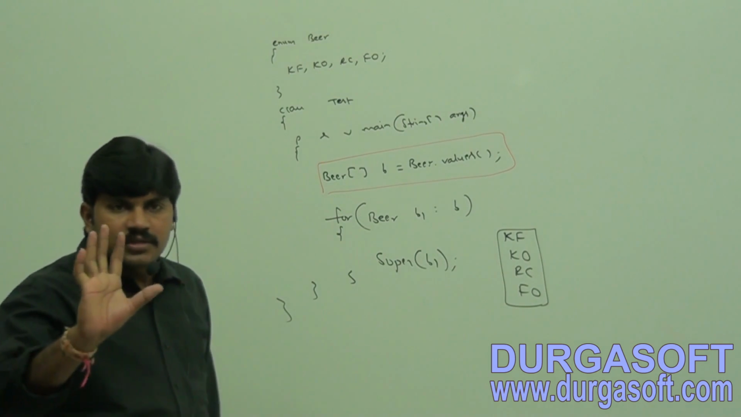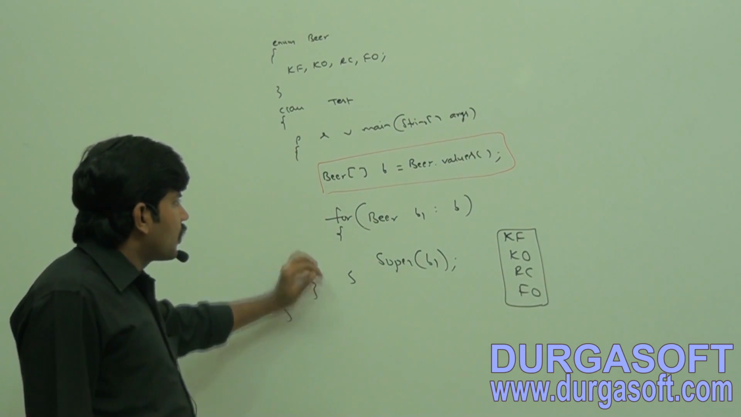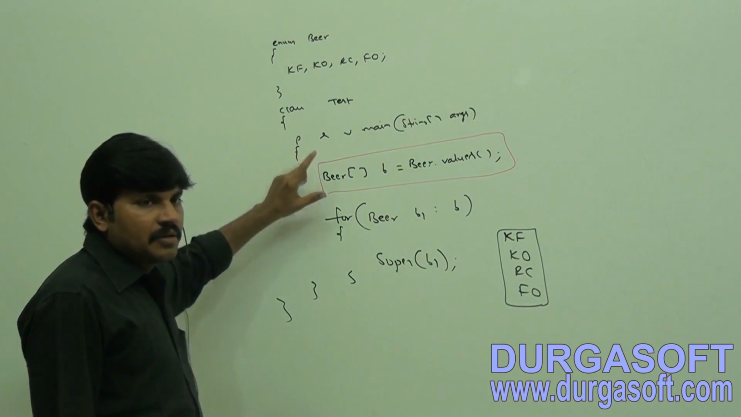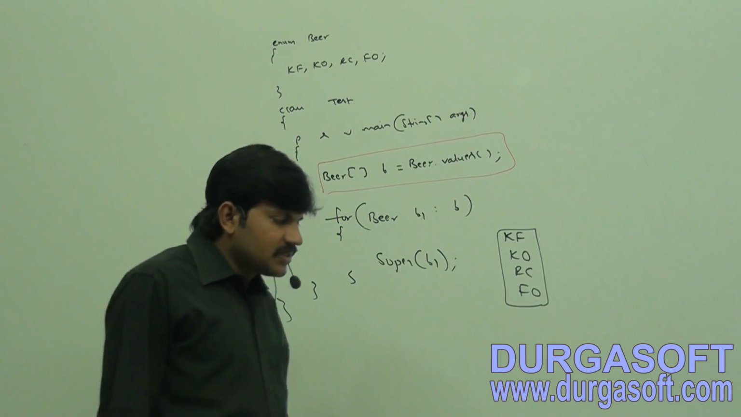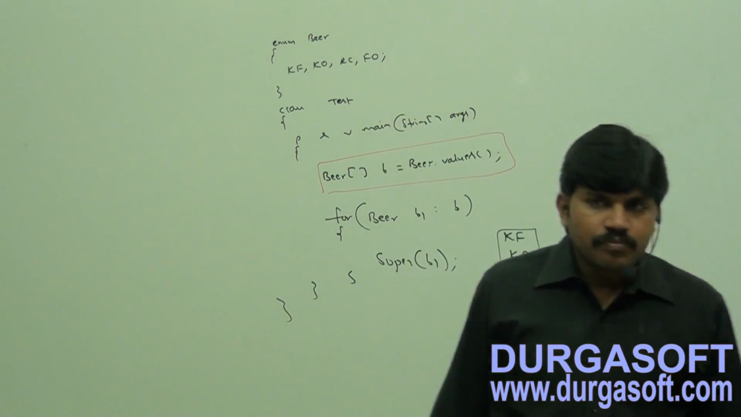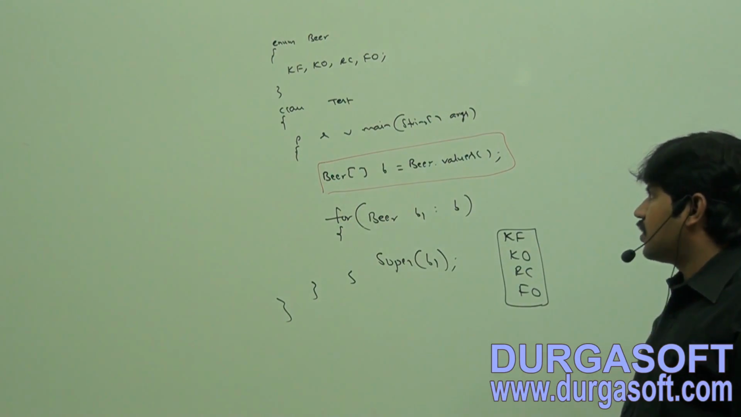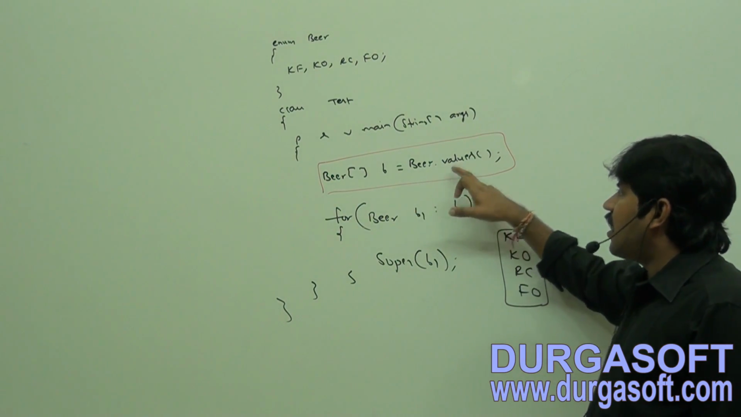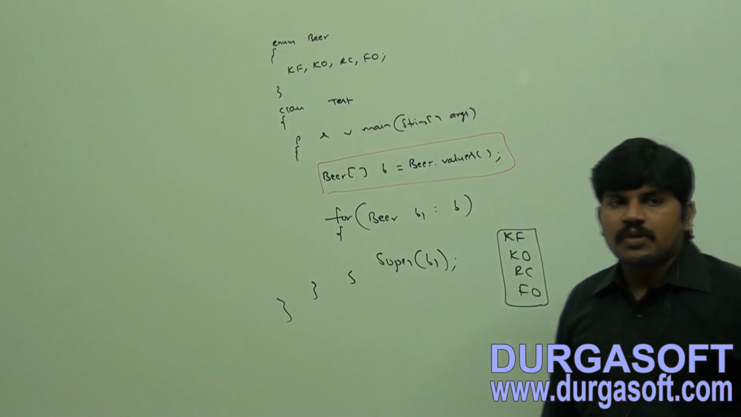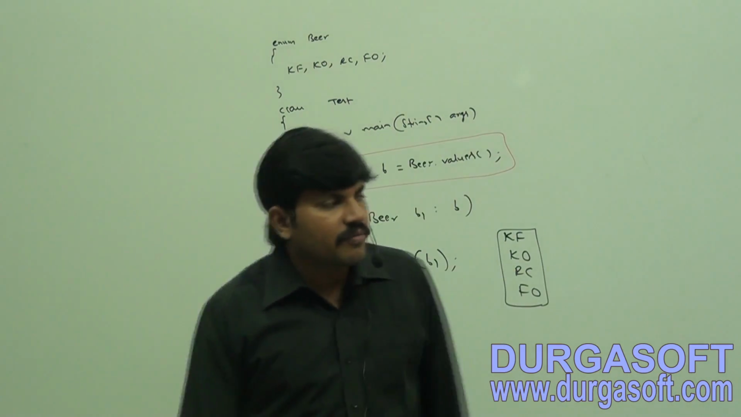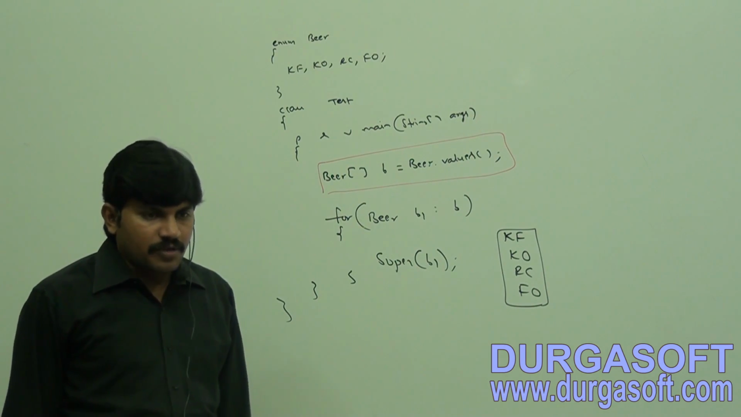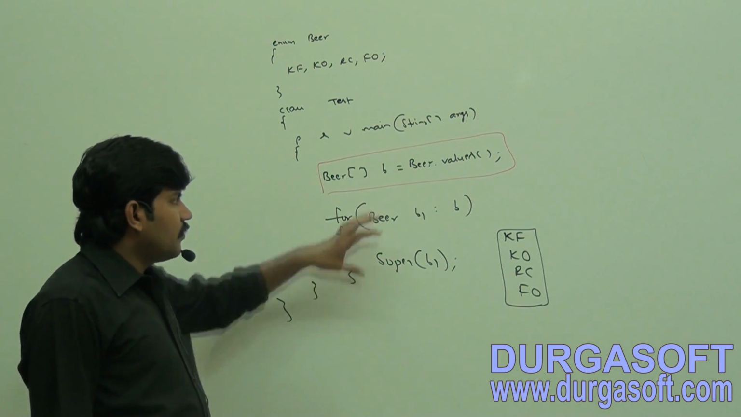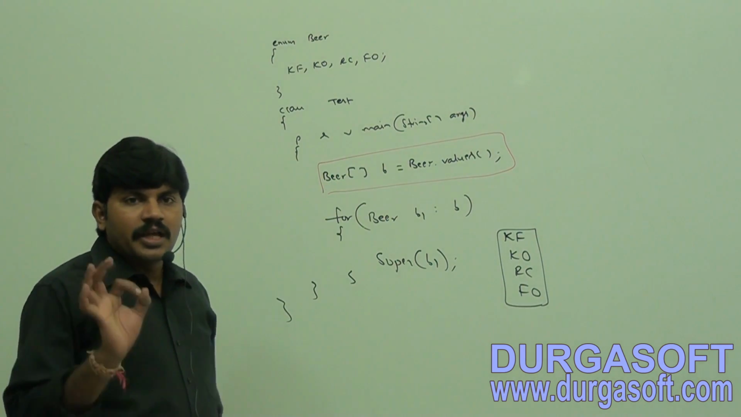Okay, just don't take the complete program, just take this line. Example: Beer array b is equal to Beer dot values. That's all. Better to highlight it within the box. Are you getting? Take a note.